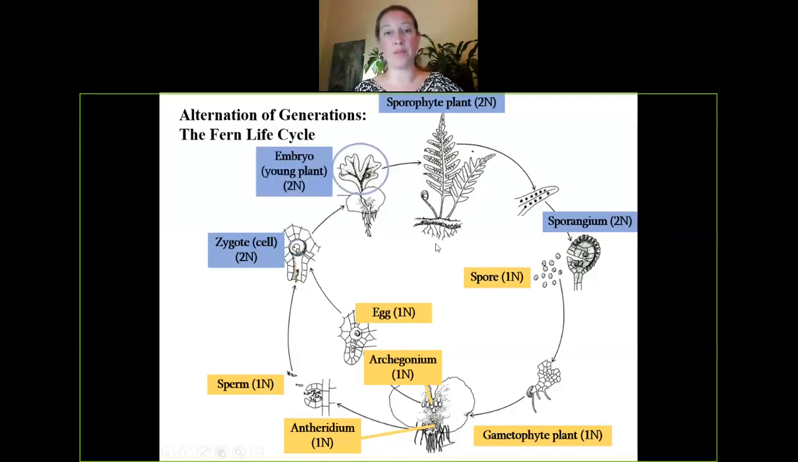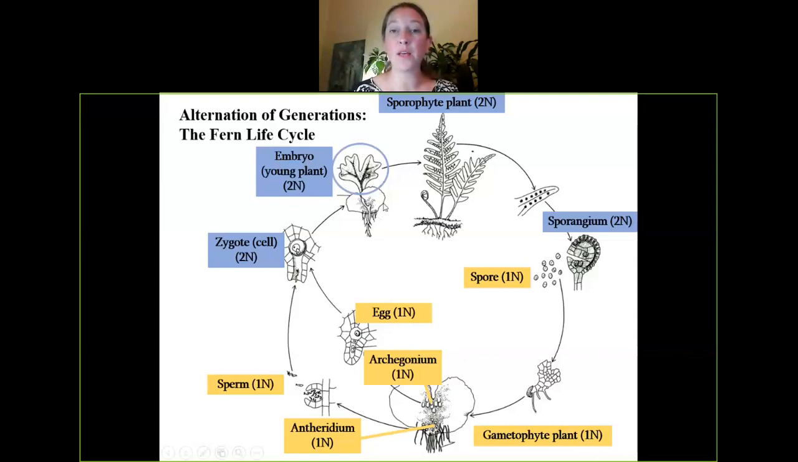a new sporophyte plant. So you can see here the zygote cell has grown into the young plant, and the young plant at this point is still attached to the gametophyte plant. So the sporophyte plant is still attached to the gametophyte plant at this point.